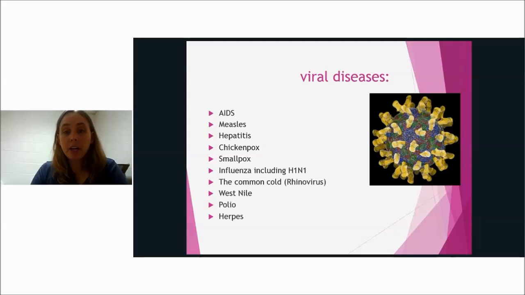We don't have a ton of defenses against viruses once you get them. What we do have to protect ourselves are vaccinations. Vaccinations were created to protect you against viruses.